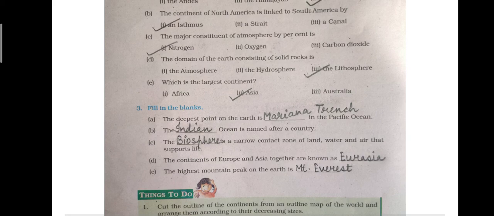Number C, the dash is a narrow contact zone of land, water and air that supports life. So the correct answer is biosphere. Biosphere is the narrow contact zone of land, water and air that supports life. Next, the continents of Europe and Asia together are known as Eurasia. So the answer is Eurasia. And lastly, the highest mountain peak on the earth is Mount Everest.